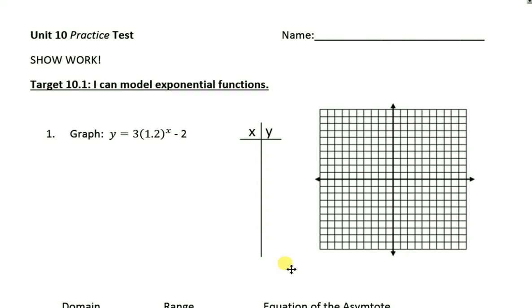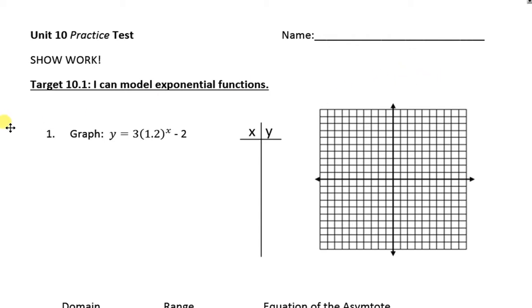Hello, Orrick here. I am going to do this practice test for Unit 10 on exponential functions and logarithms with video, and hopefully this is my second trial with this software, so hopefully this goes smoothly. I'll try to get started and keep this video as short as possible. I will post an answer key on our Google Classroom as well.